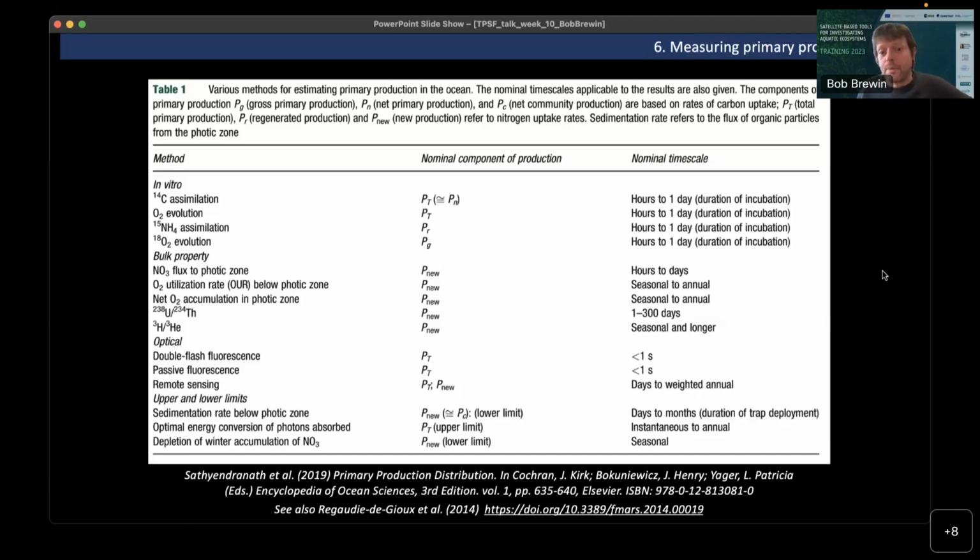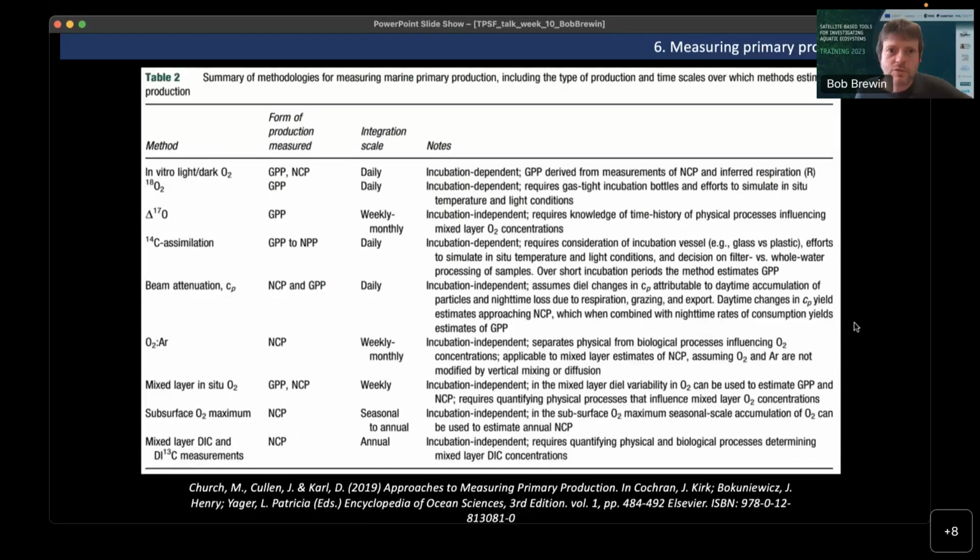In the same book, Encyclopedia of Ocean Sciences, there's also another chapter by Church, Cullen and Karl, which also talks about some of these other techniques, optical techniques, as well as the standard 14C methods and so on and so forth. So if you're interested in the subject and want to learn a bit more about how we measure this in the sea directly, then I really strongly suggest you have a little look at these two book chapters.